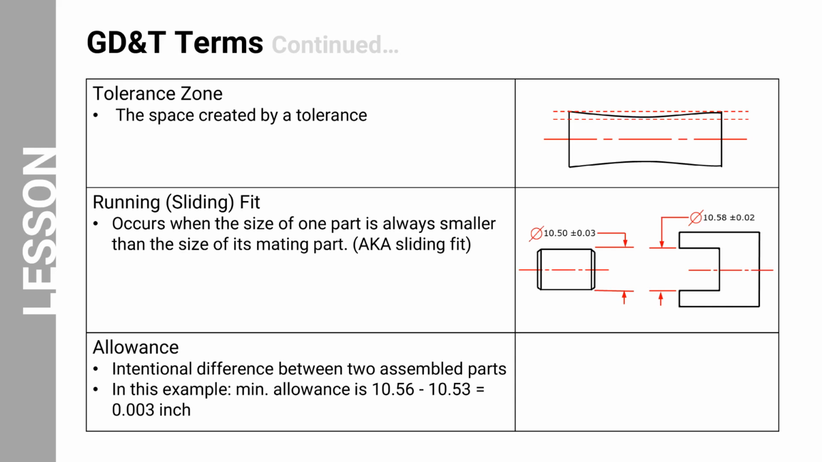A running or sliding fit occurs when the size of one part is always smaller than the size of its mating part. Look at the example at the bottom of this slide. The maximum acceptable size of the pin is 10.53 inches in diameter, and the minimum acceptable diameter for the pinhole is 10.56 inches. The intentional difference between these two parts is known as an allowance. Allowances are typically small, but they are necessary for proper assembly of finished parts. In this example, the minimum allowance in this design is 10.56 inches minus 10.53 inches, so it is 0.003 inches. This means that these two parts will have a minimum of 0.003 inches of space available in between the two parts when they are put together.